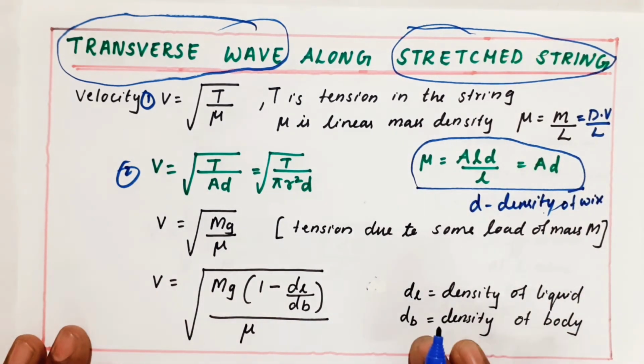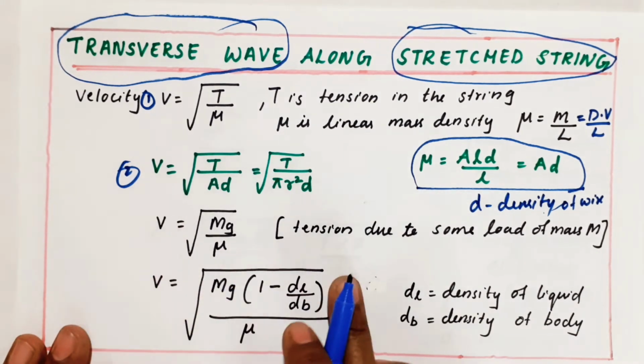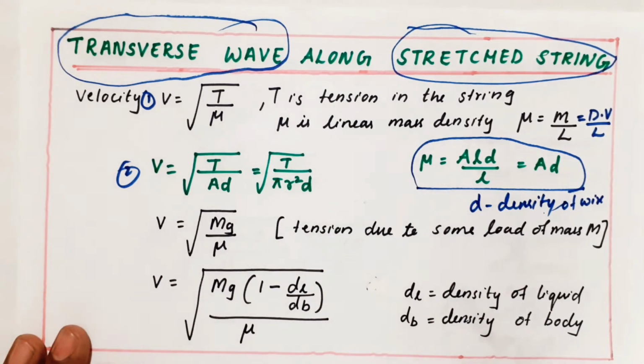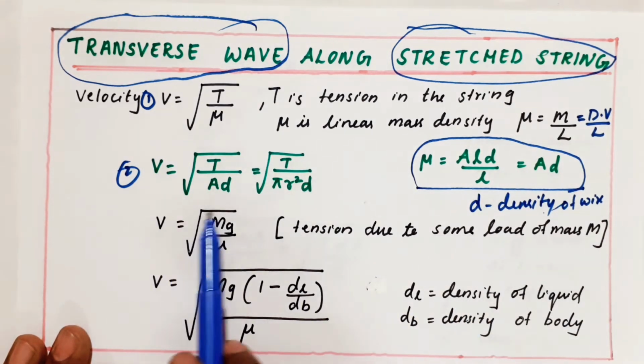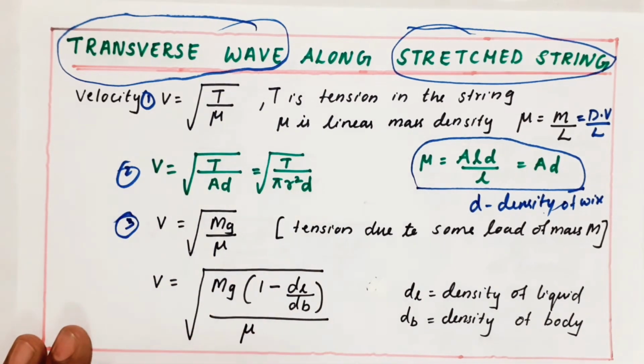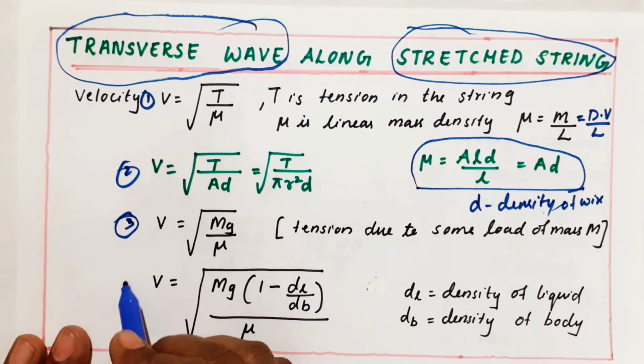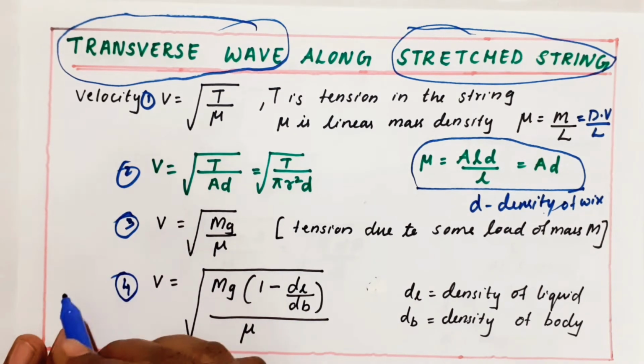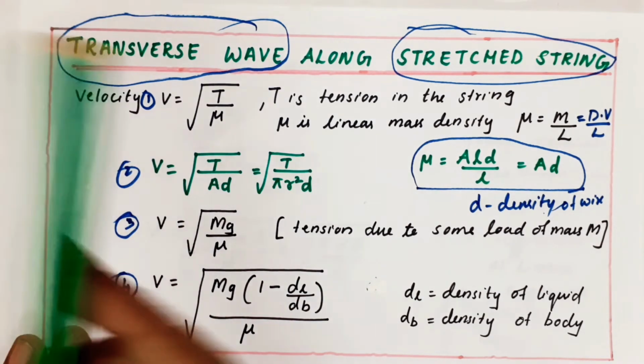Now sometimes in a stretched string the waves are produced due to some load. They may give the mass, some weight they are attaching to the wire. So in those cases you can write the speed as v equals root over mg by mu. Clear? Now the fourth case is a very important equation and they ask it in many exams.